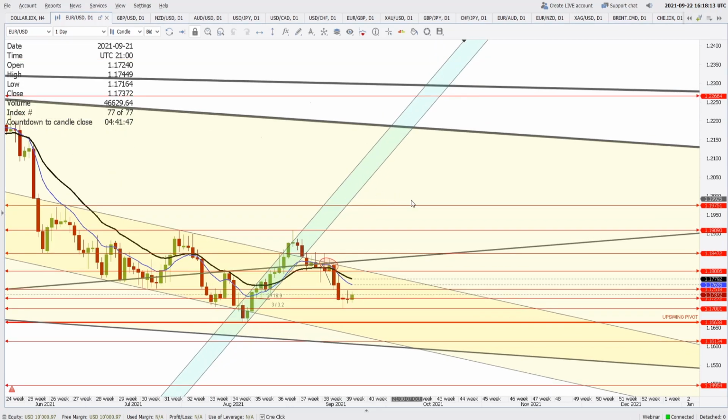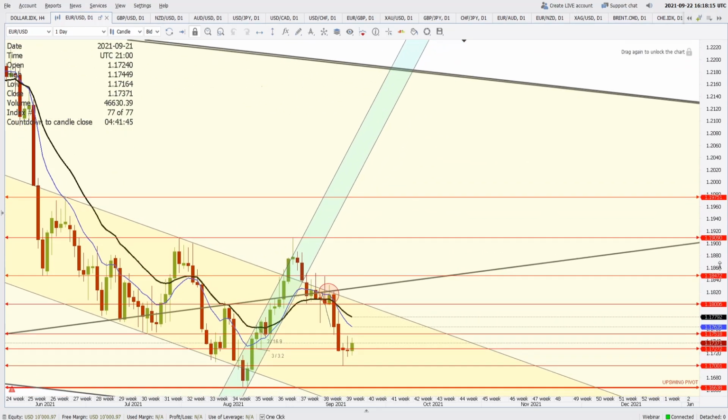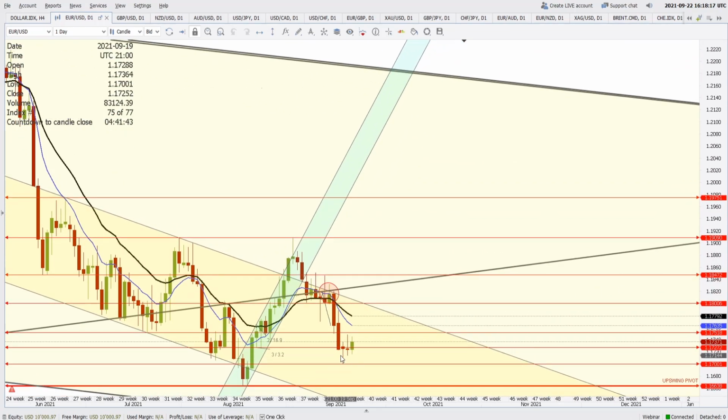So if we are not sure that the US dollar is going down, can we be sure that the Euro USD is going up? No, we are not sure about that either, because in case the US dollar starts going down, then Euro USD will start going up.